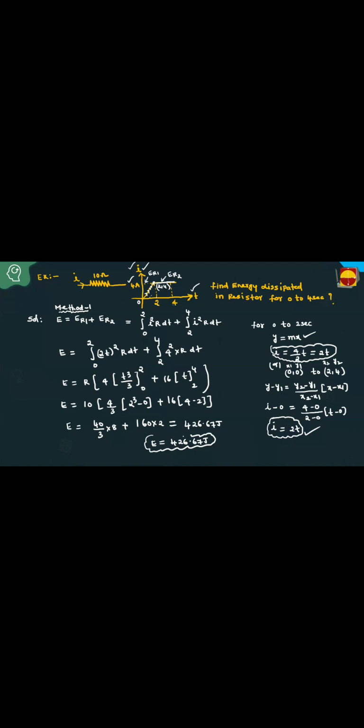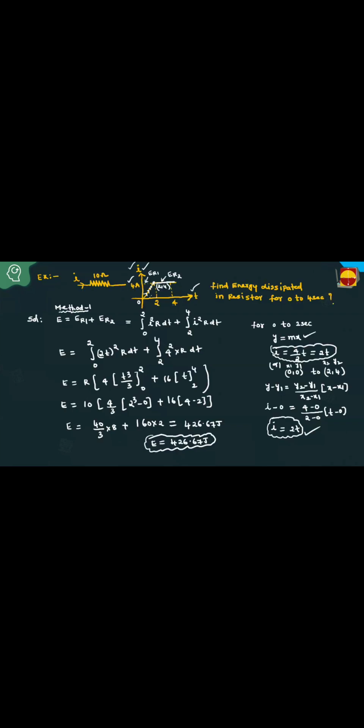This is method 1, how to solve this. If this model is asked in ESE descriptive, you follow like this. But method 2 that I am explaining, directly how you can write. Yes, friends, the total energy dissipated equals ER1 plus ER2. Correct?